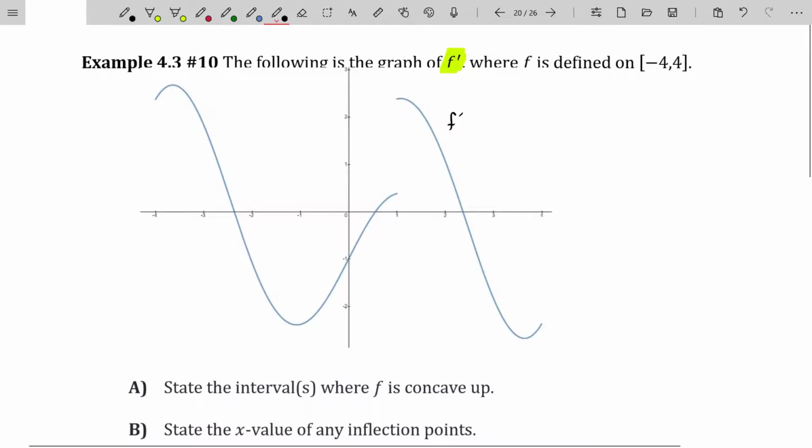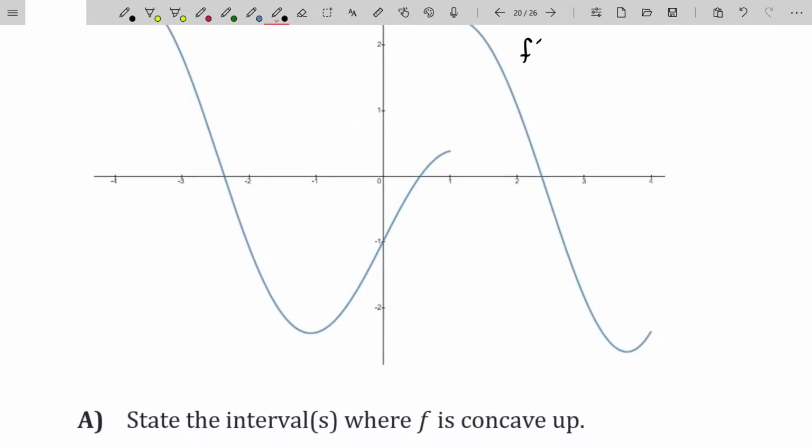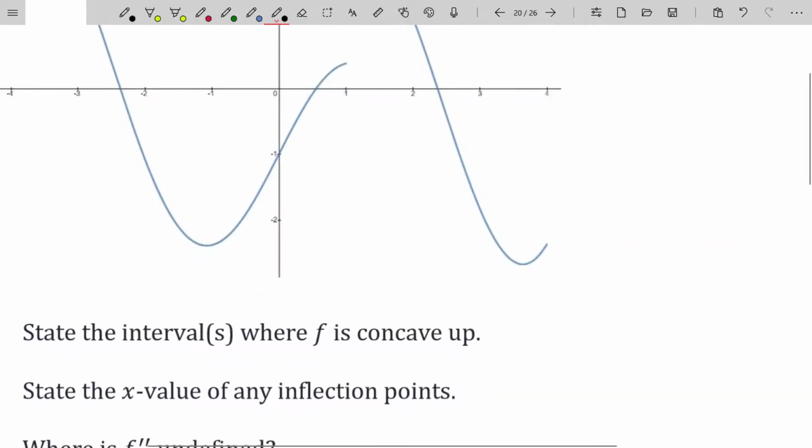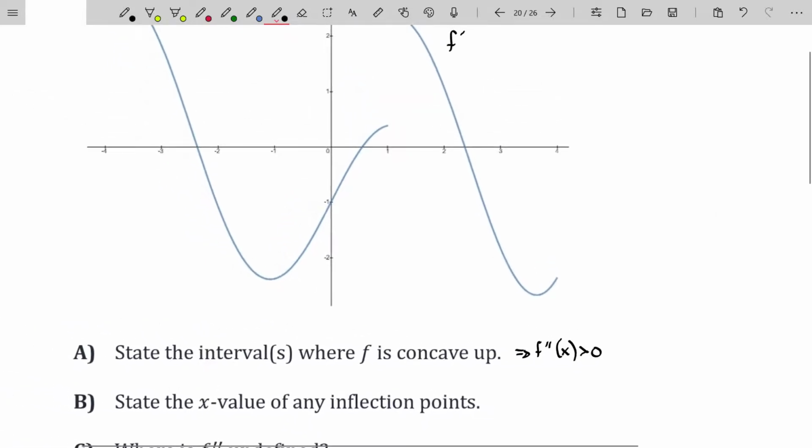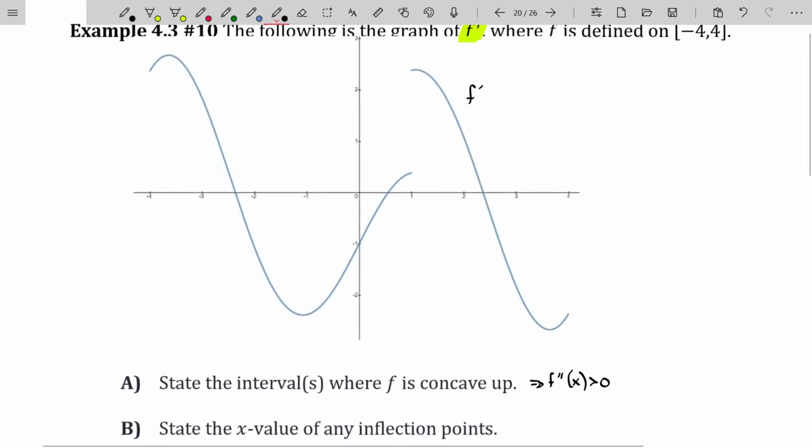Now let's go through each of these step by step. State the interval or intervals where the function, not f prime, but where the original function, which we don't have, is concave up. Well, I know to be concave up, the second derivative would have to be positive. The second derivative, though, is the derivative of the first derivative, isn't it?